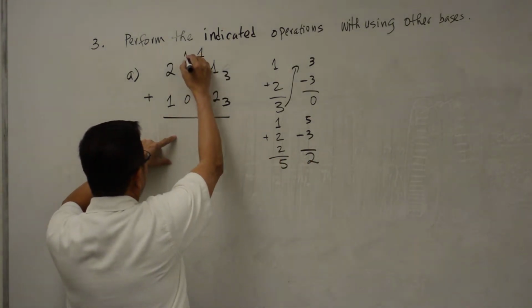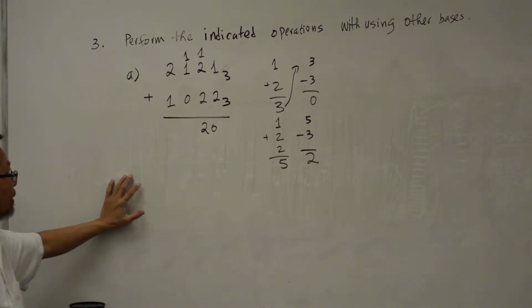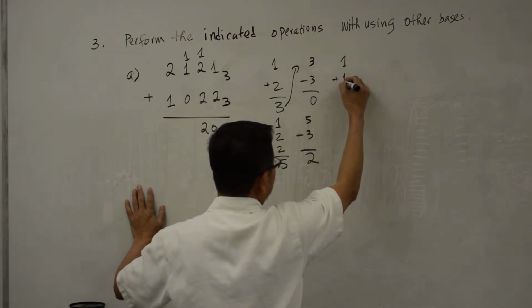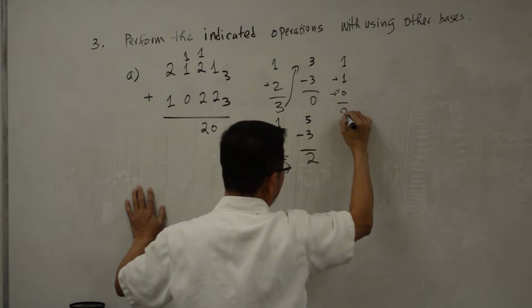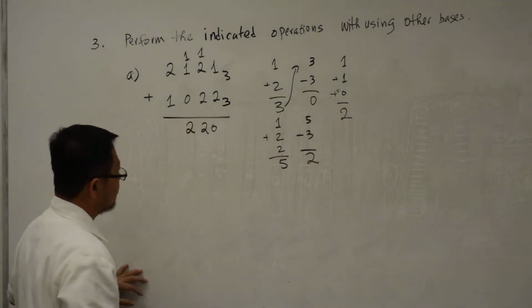Then I carry one group of 3 again. Then you add 1 plus 0. That gives you 2. Well, we know that is less than the base, so that is your answer. So it's 2.